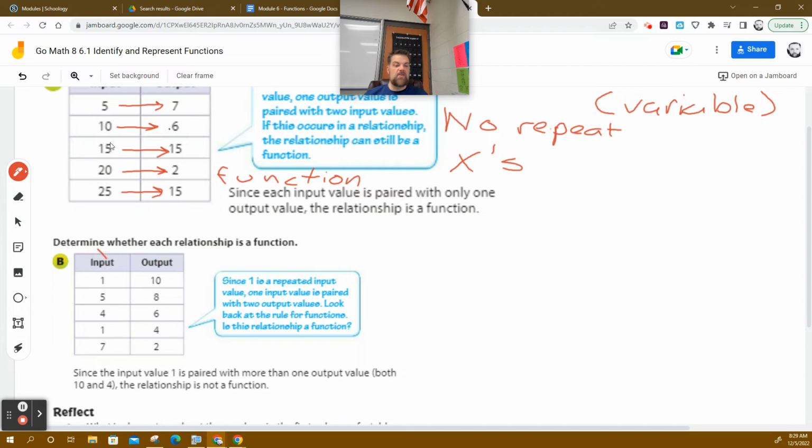Remember, the input value is the x value, and the output value is the y value. Looky here. I have a 1, and I have a 1. Two 1s. So that is a repeating x. Not a function.